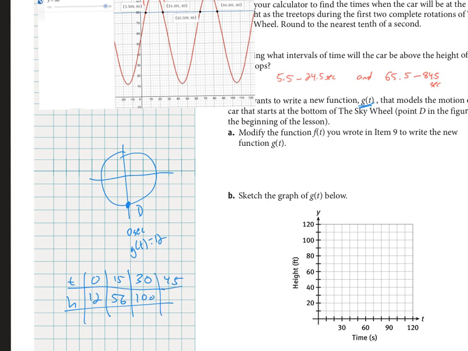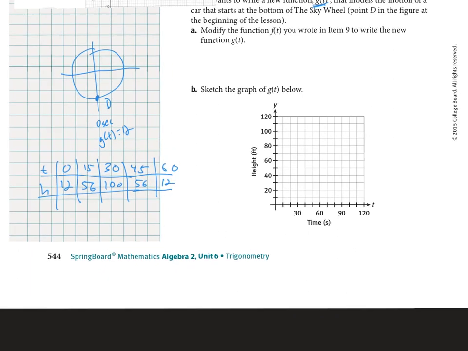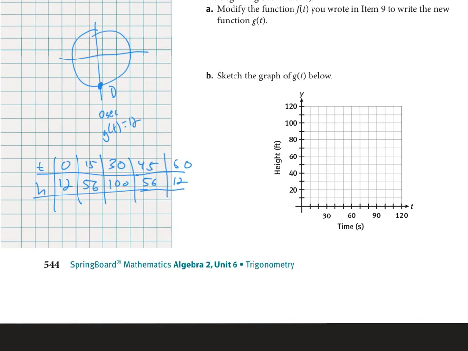After 15 more seconds, it'll be back to 56 and then back at 12. So let's draw these so far, and then we can draw a few more in there if we want to. So 0, 12.